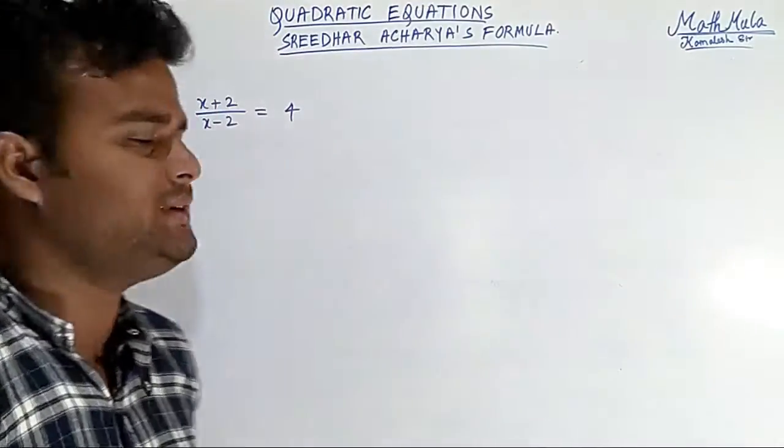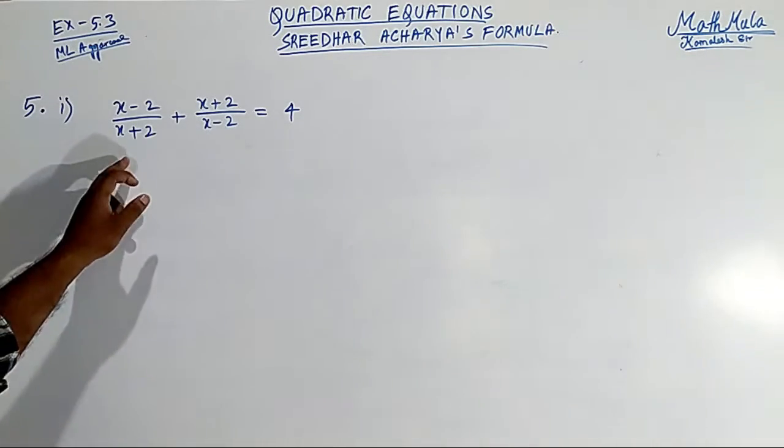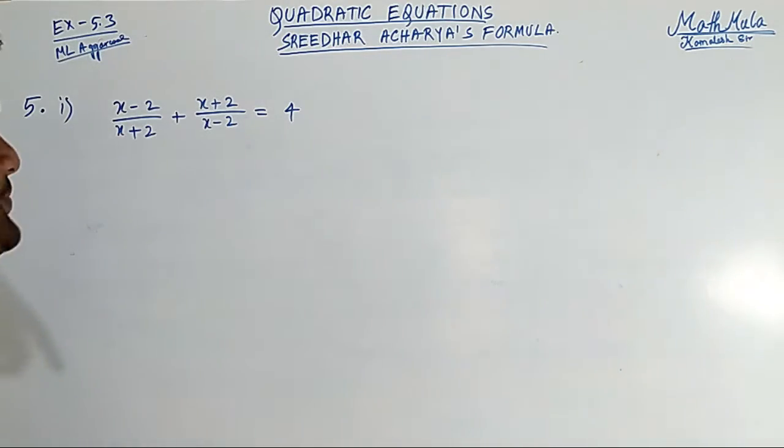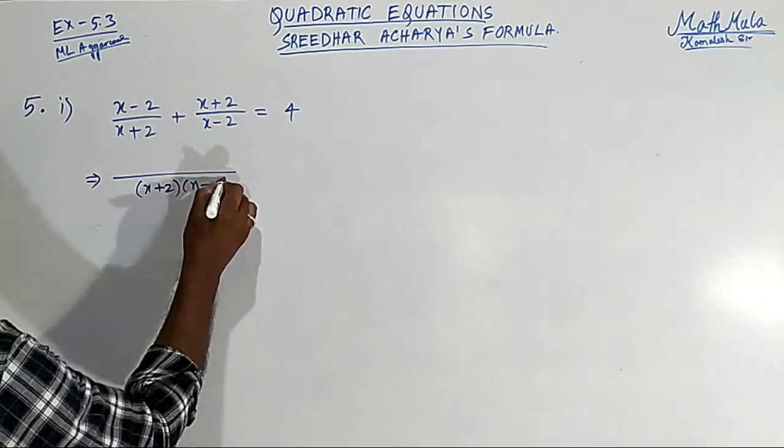Now we solve sum number 5.1. (x minus 2)/(x plus 2) plus (x plus 2)/(x minus 2) is equal to 4. Now look, this sum is not in the standard form, so we make it in standard form. Now what is the LCM of them? That is (x plus 2) into (x minus 2).